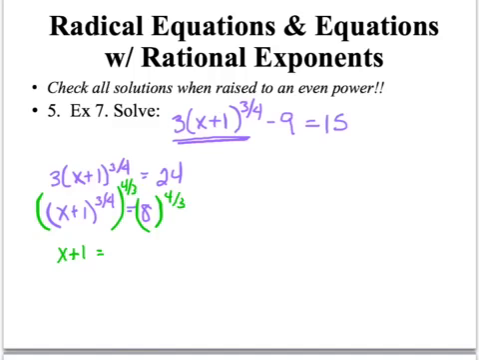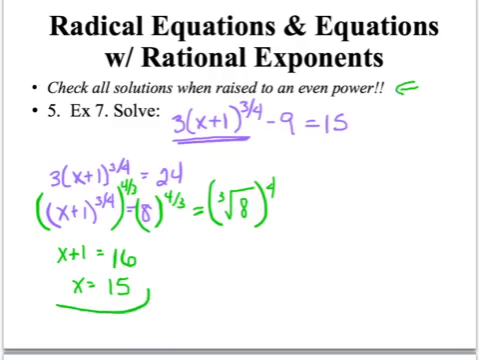So think back, this is really the cube root of 8, which is 2, and then raised to the 4th. So you have 2 to the 4th, which is 16. And we end up with x equaling 15. Now it's not necessarily important to check when we raise to even powers, but you should still check just to make sure it's the right answer.